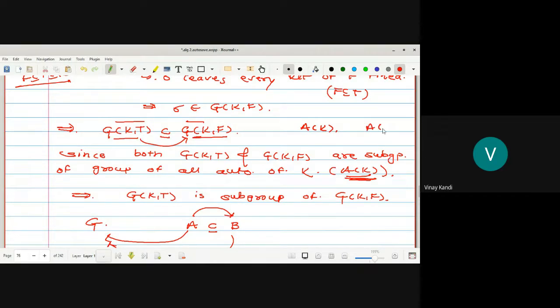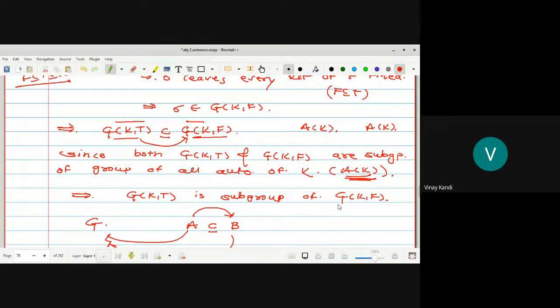Here it fixes T's elements, and this one fixes F's elements. This is the subgroup of AK. This one is a subgroup of again AK. But GKT is contained in GKF. That means both GKT and GKF are subgroups of AK. Then GKT is a subgroup of GKF. Is it correct?